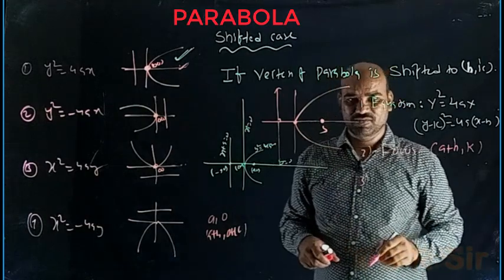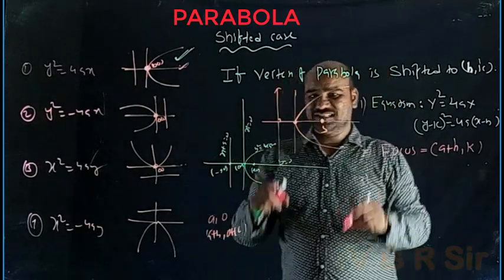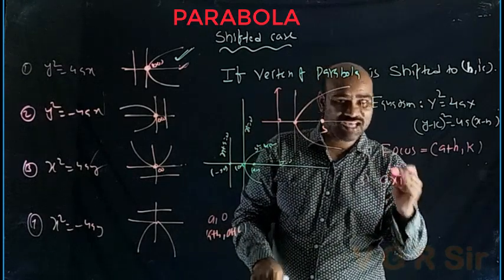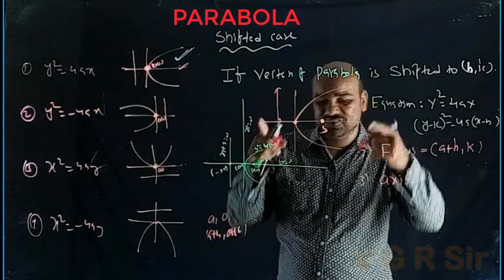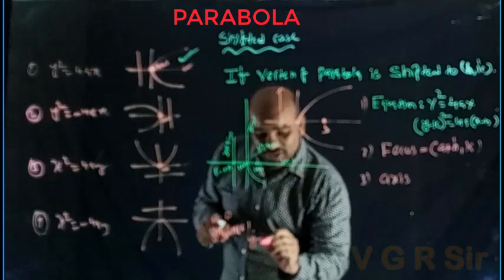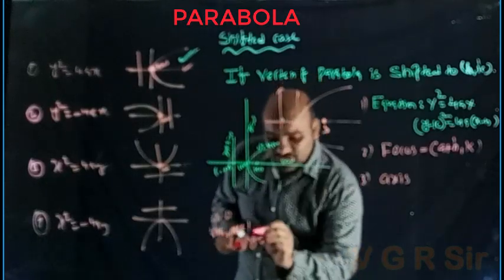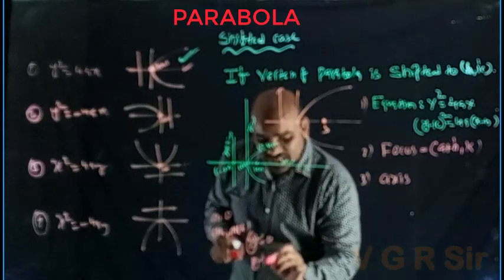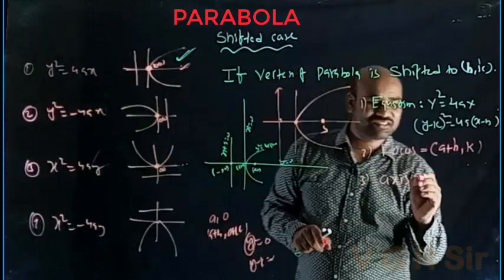One by one I am writing. Next I wanted the axis equation, not a point, the axis equation. What is the equation actually? Small y equal to 0. Now transform means instead of small y, capital Y equal to 0. Instead of capital Y, what should I write now? y minus k equal to 0. Okay, y minus k equal to 0.